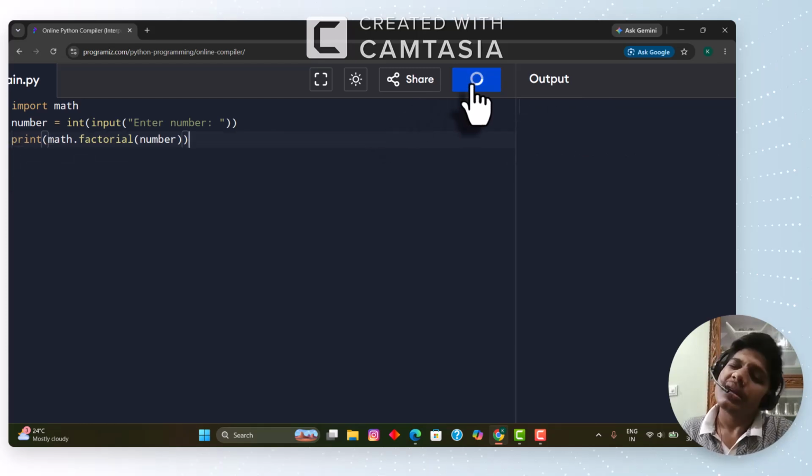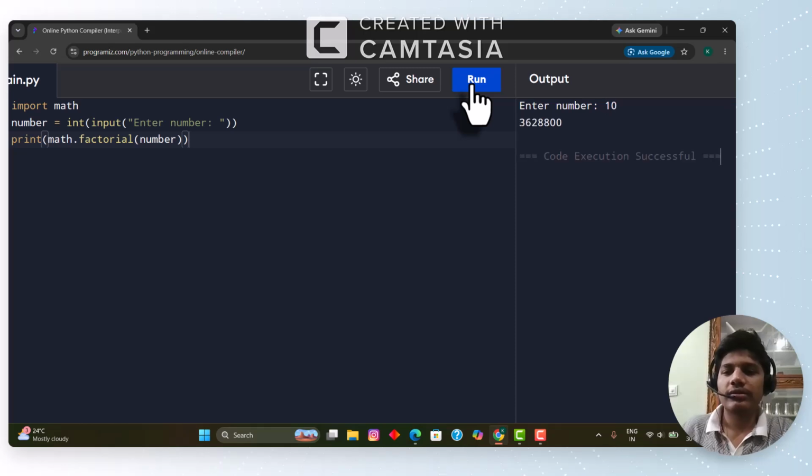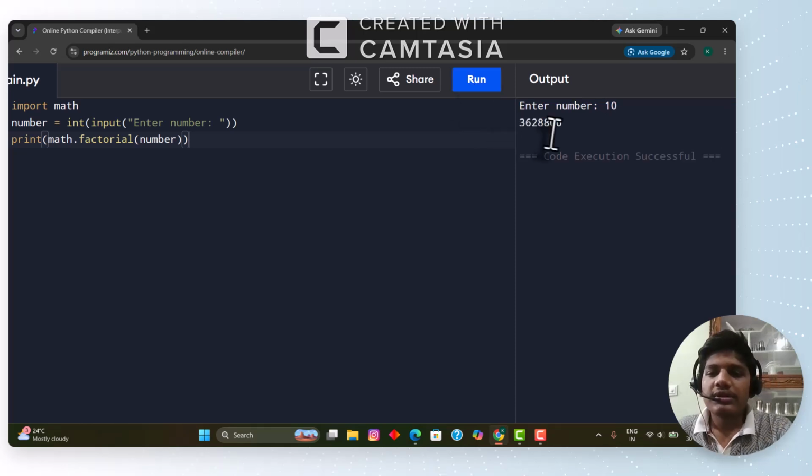So when you run it, you have to give an input. So the output is based on the input, which we gave as 10. So what's the factorial of 10? The factorial of 10 was 3628800. So this is how a factorial function works.